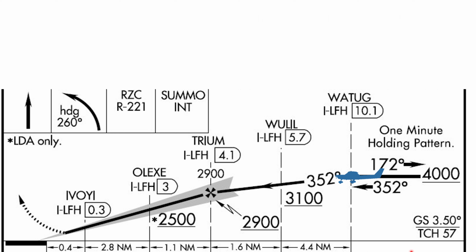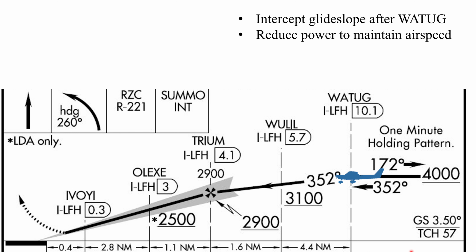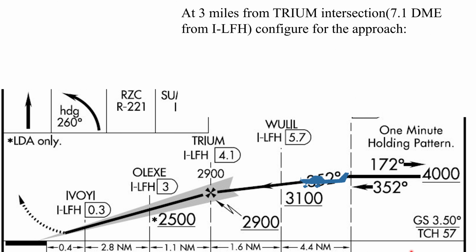So the way that we're going to do this is, again, intercept the glide slope slightly after Watug. We'll reduce our power once we intercept the glide slope to maintain our cruise airspeed of about 110 knots indicated airspeed. And then we'll monitor our altitude at our crossing fixes. And then when we get to about 3 miles from Trium, which is about 7.1 DME, which is just slightly inside of Wutag and a little bit outside of Wooleel, we're going to go ahead and configure the approach.